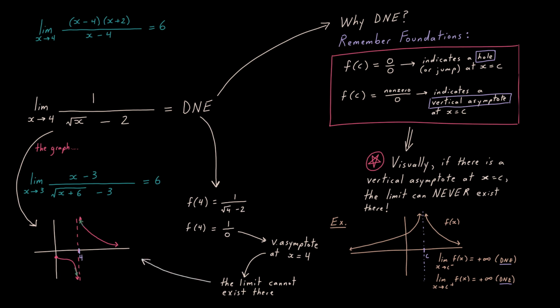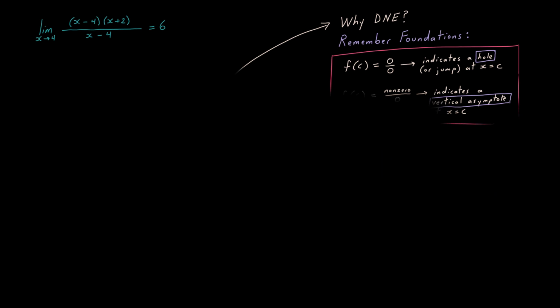Left limit goes to negative infinity, right limit goes to positive infinity. They both do not exist. So it's very, very important to remember this stuff in pink, the star and the box.